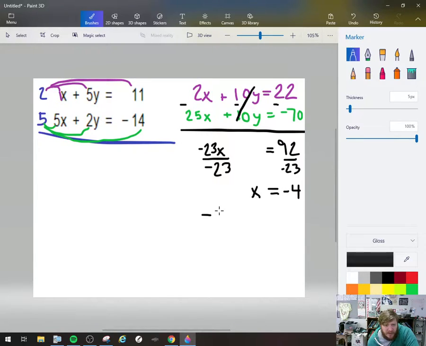So negative 4 plus 5y equals 11. And if you're like, why did you think the first one's going to be easier? Well, look, that's just a plain x. That's a 5x. Which would I rather do? 5 times negative 4 or just a plain negative 4? That's the only reason why I said it was going to be easier. So then let's see, negative 4 plus 5y, so I'll add the 4 to both sides.